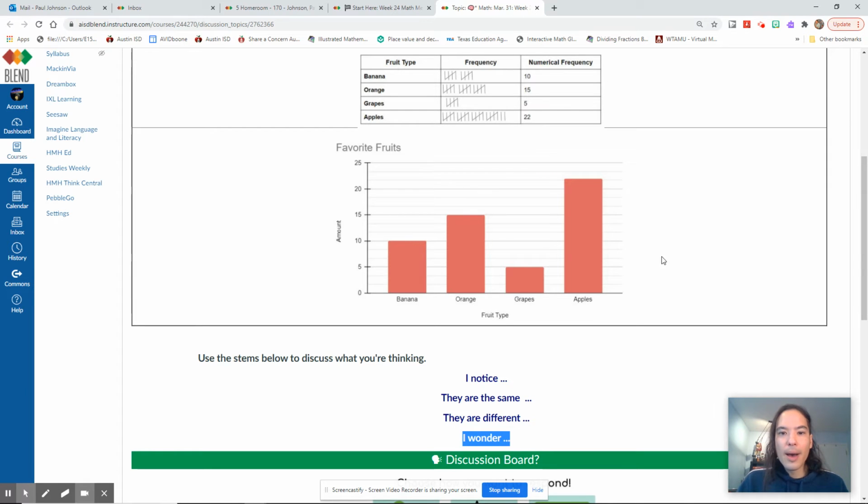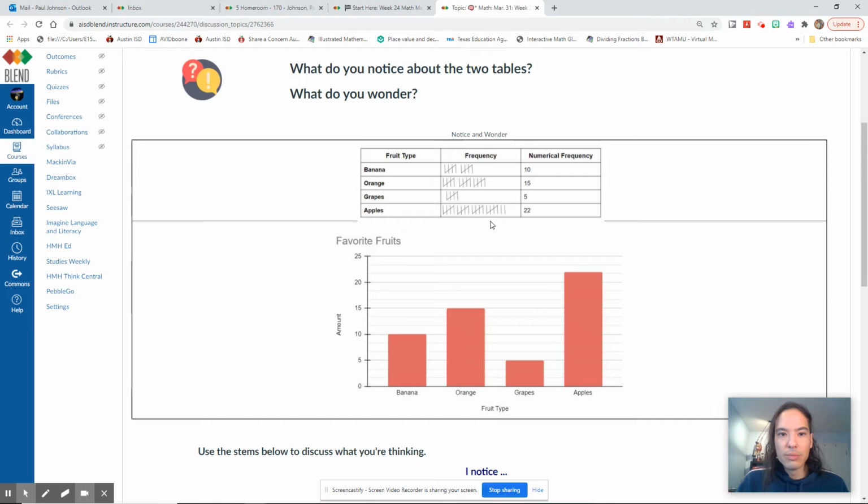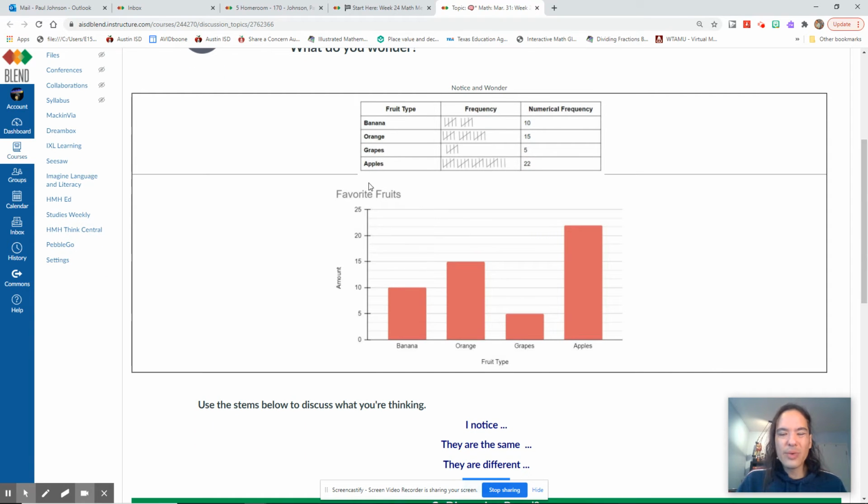And then finally, I wonder. Number one, the thing I wonder is they weren't specific with their titles. Favorite fruits of what? What are some more specific titles? Whose favorite fruits? Is this a class survey of favorite fruits? Is this a party's survey of favorite fruits? Is this a big family's survey of favorite fruits? So it's not very specific.